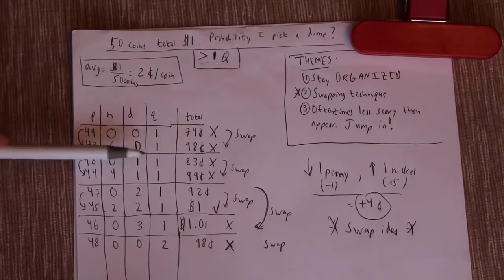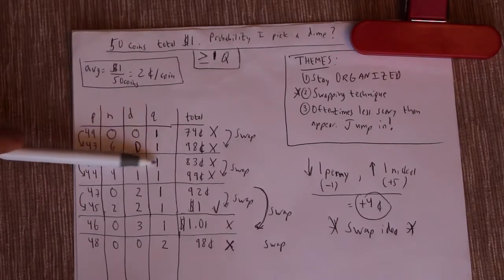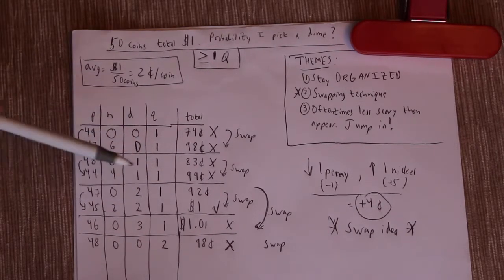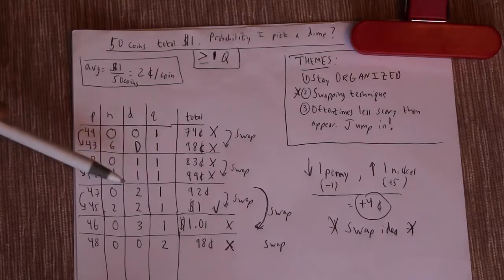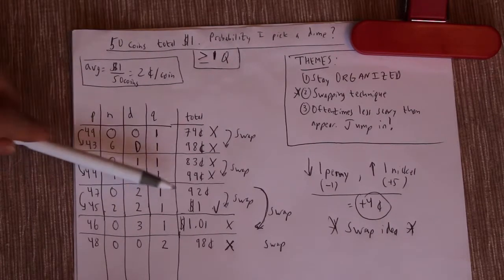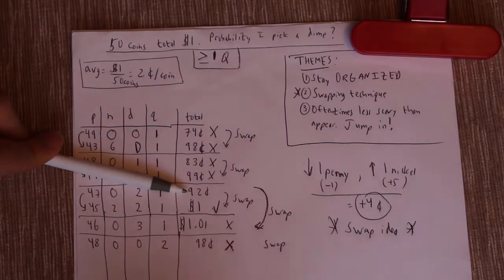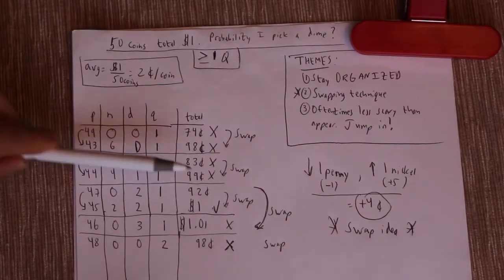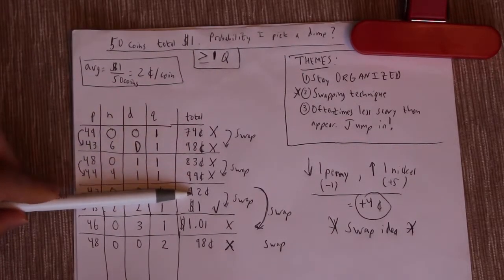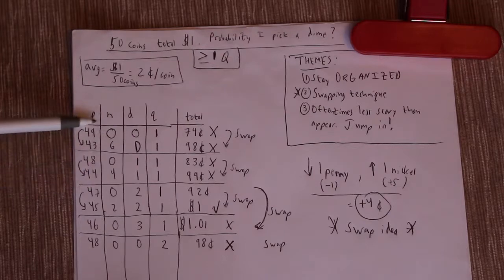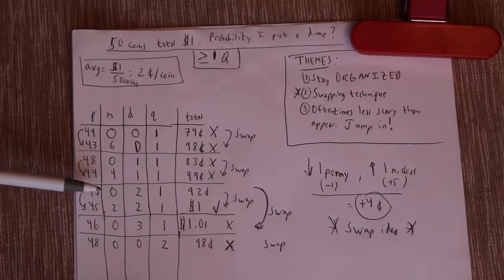So now let's try the next case. We tried 1, 0, we tried 1, 1, now let's try 1, 2. So the value of 1, 2, 0, and then all the rest pennies is 92 cents. This is good news. Why is this good news? Because we are 8 cents away from $1, and we know that every time we swap pennies and nickels, we bump it up by 4 cents.